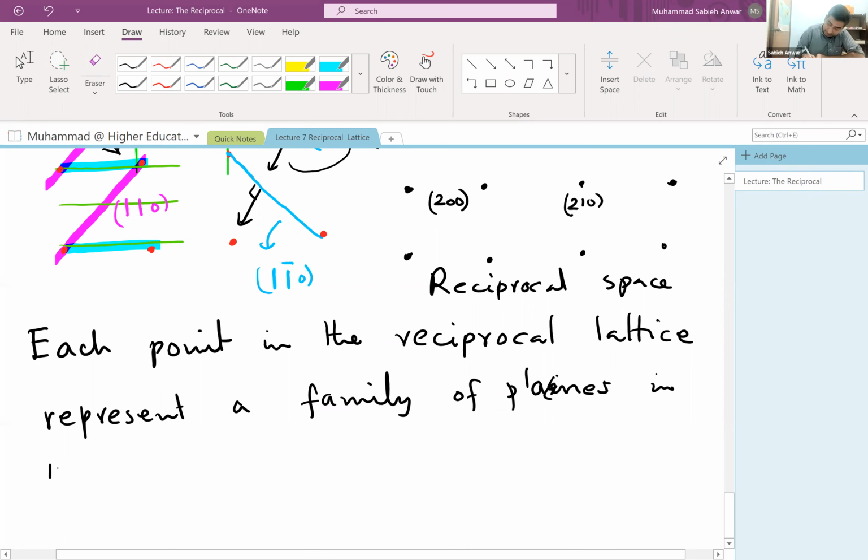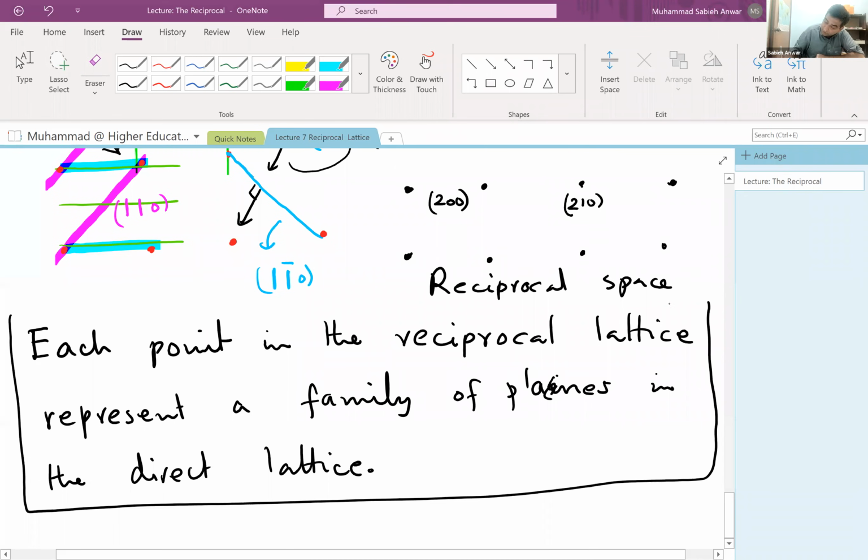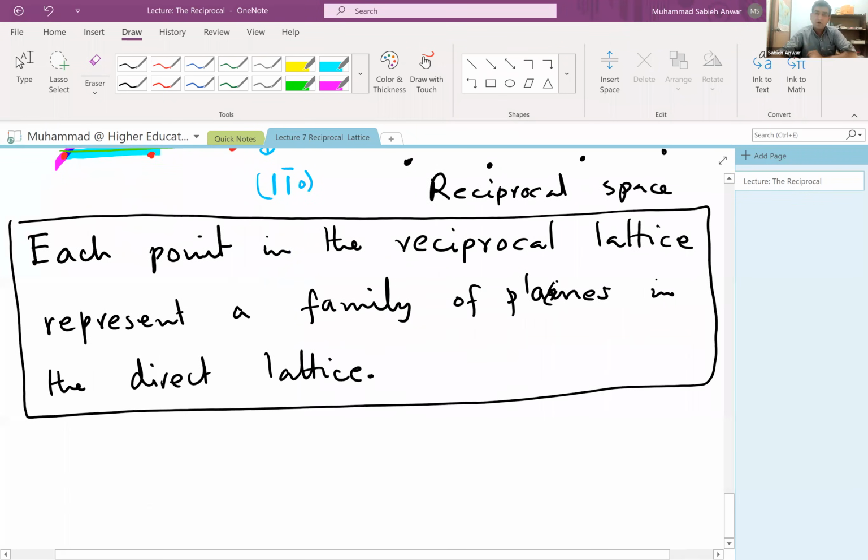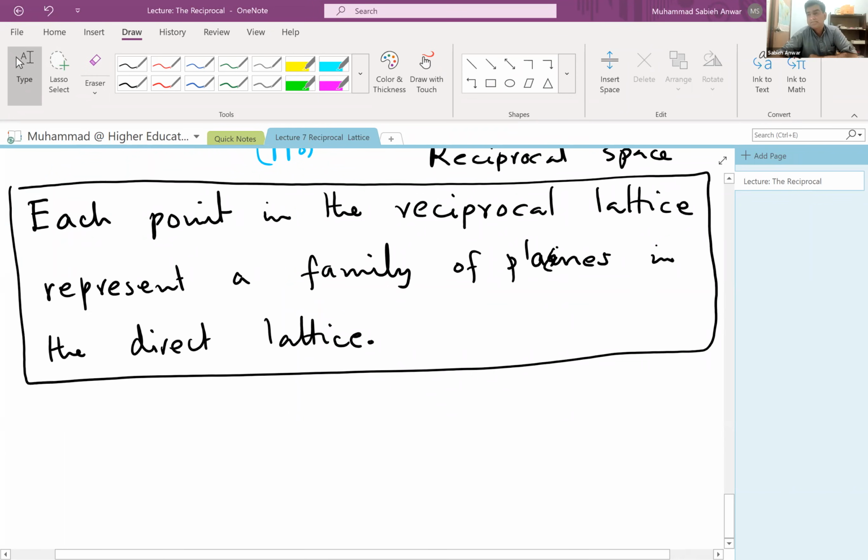In the direct lattice. So this is the key idea. And why is the reciprocal lattice so important? We learned that most of the physical properties, the electronic properties, as well as diffraction patterns can be readily understood in the language of the reciprocal lattice.